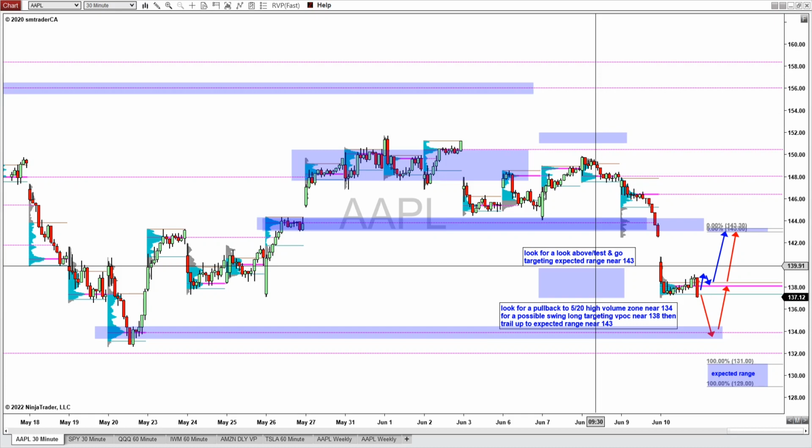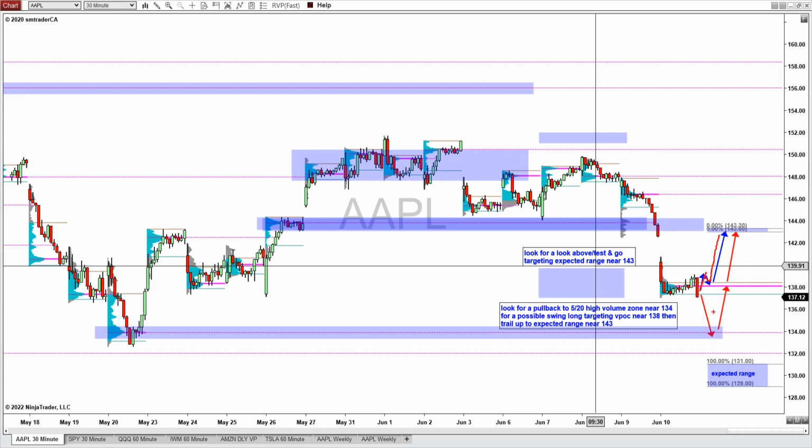The second possible long scenario is that Apple decides to just bounce and break out of this value area. We look for a backtest. So essentially it's a test and go, targeting 143, this upper range here of the expected move. So that is the long scenario.